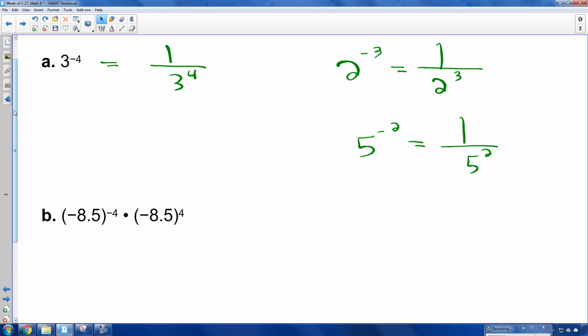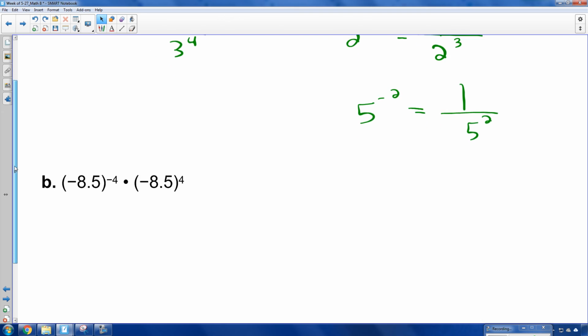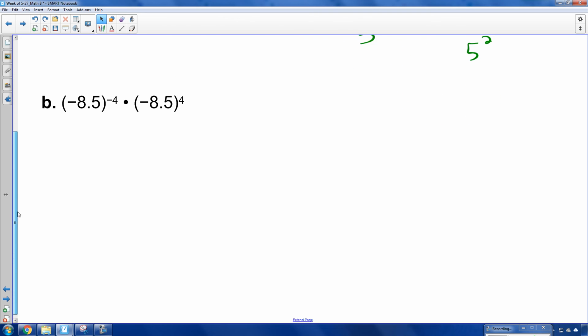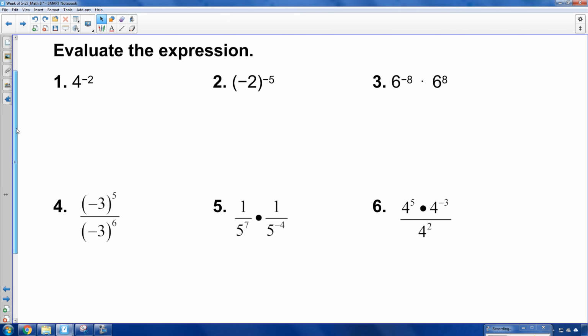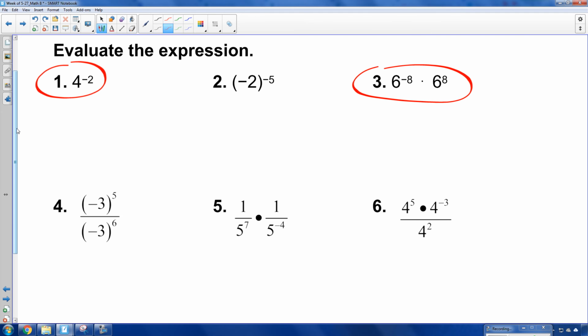So it might be a wise choice to try a couple problems, perhaps try this problem, or maybe a couple of these. So what I would have you do is pause the video and try 1, 3, and 5. If those come out good, then you know you're in pretty good shape.